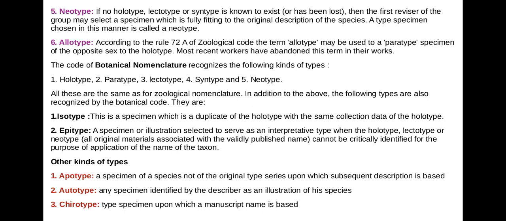Plesiotype, any specimen compared with the described or named species by a person other than the describer. Then pseudotype, type species of a genus by erroneous designation. Topotype, specimen collected from the exact locality of the original type. Then typotype, if the type of an author is based on a description previously published by another author, then the specimen on which the earlier author's description was based is the type of the later author.